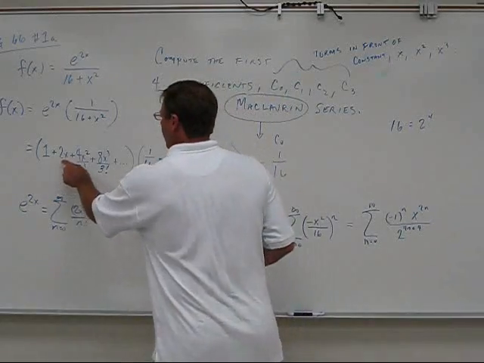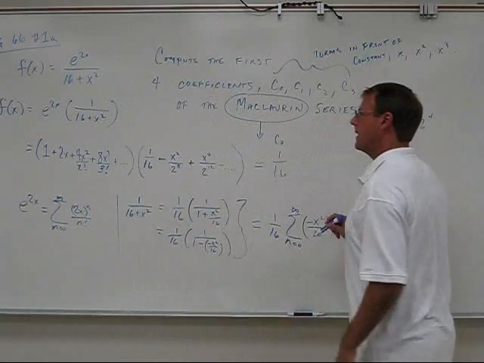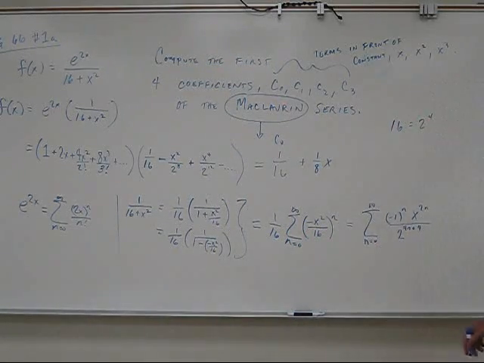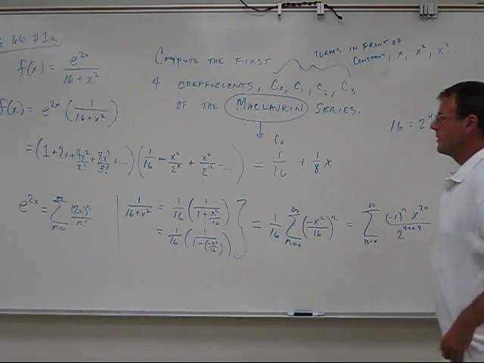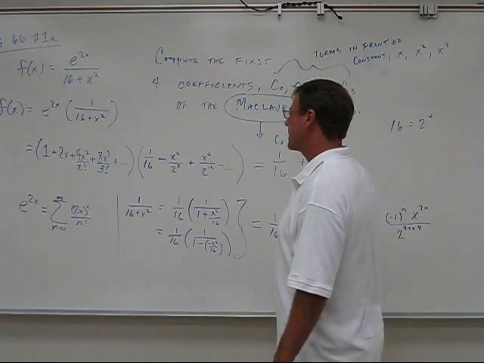Okay, how do I get the x term? I have a 2x and I multiply by this 1/16. That gives me 1/8 x. And there's no other way to get an x term. Now how about x squared?